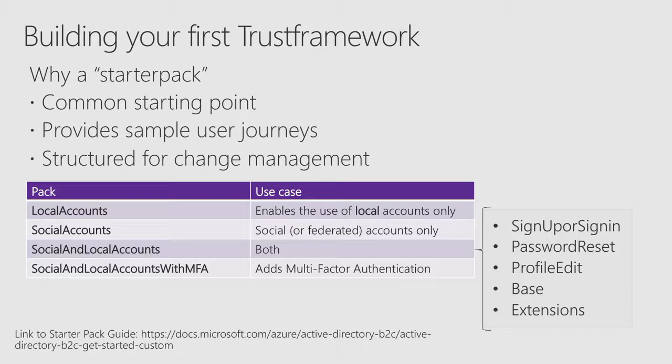And the third is that we structured it for change management. So we created a trust framework, which we called trust framework base, and then we provided extensions to that trust framework via the inheritance model I was talking about earlier. As an example, in the base trust framework, we have a complete user journey that can do a sign up or a sign in flow, or it can do a profile edit flow. It also has Facebook as an identity provider. In the social accounts, we give Facebook as a default identity provider example.